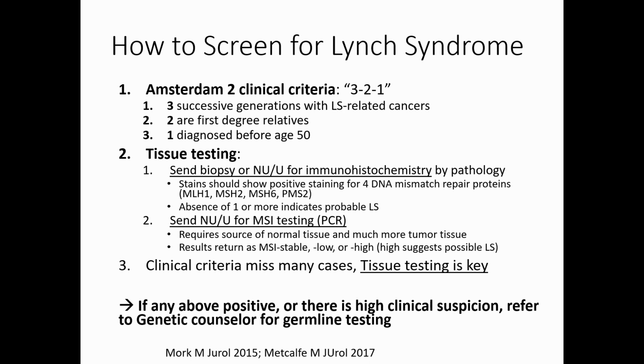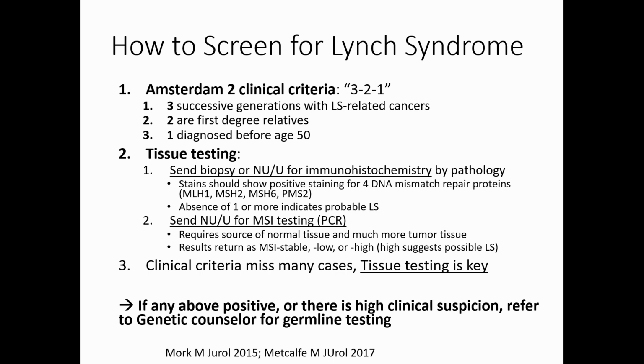And what they do here, even on biopsy specimens, is stain for MLH1, MSH2, MSH6, and PMS2. And all those should be expressed. They use the non-urothelial cells as an internal control when they do this. And if one of these is absent, it's not definitive, but it suggests the possibility of Lynch syndrome. It could also just be a somatic tumor mutation.